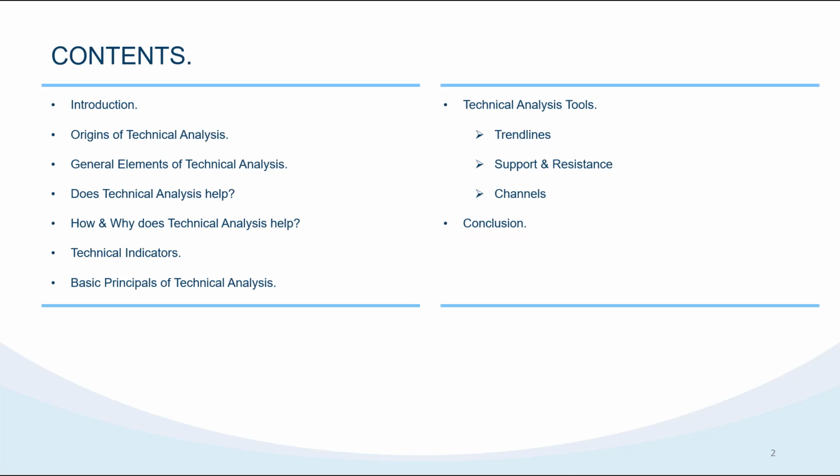And then we're going to cover what I would say are the three most important criteria in technical analysis. These being trend lines, support and resistance, and then channels. There's quite a lot of tools that one can use in technical analysis, but in this introductory part, we're going to be covering those three only. And then finally, we'll conclude the section for Forex analysis.